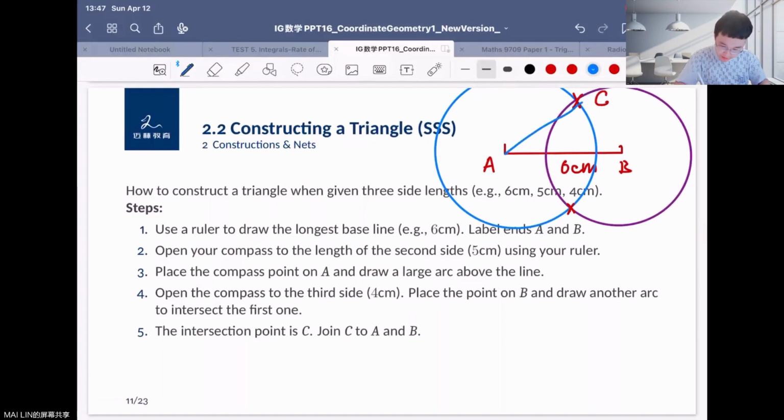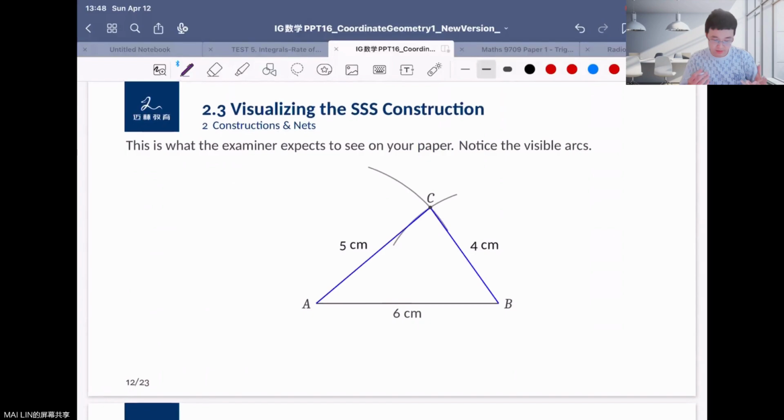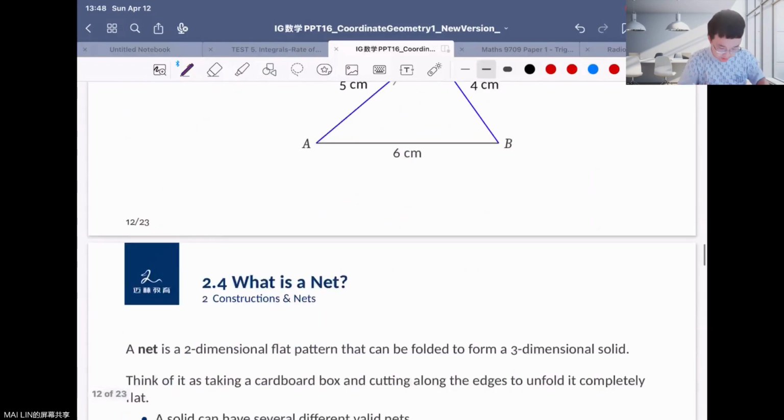The distance between C and A equals the radius, which is 5 centimeter. And if we connect C and B, the distance between them is 4 centimeter. So at the intersection C, the distances AC and BC are constant, 5 and 4. We draw two arcs, and the intersection is C, so AC and BC equal the radii, 5 centimeter and 4 centimeter. That is how we draw an SSS construction.